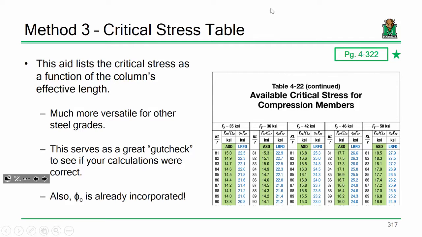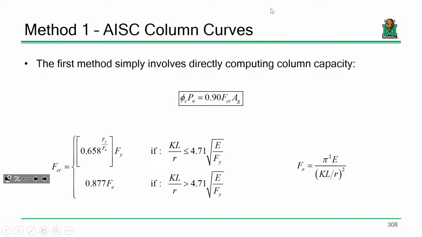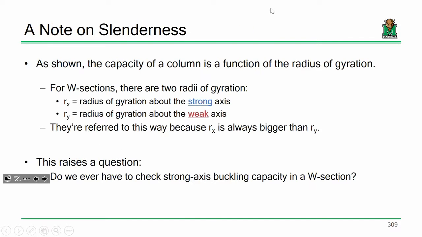Everybody good? Now I'm going to hop back a little bit because there's something I want to point out. So go back to method number one, and method number one is just using the AISC equations. I would argue that one of the most complicated aspects that's going to bug you all in computing a column's capacity is slenderness. In other words, if you get the slenderness right, I have found that 99 times out of 100, a student gets the problem right. Yes?